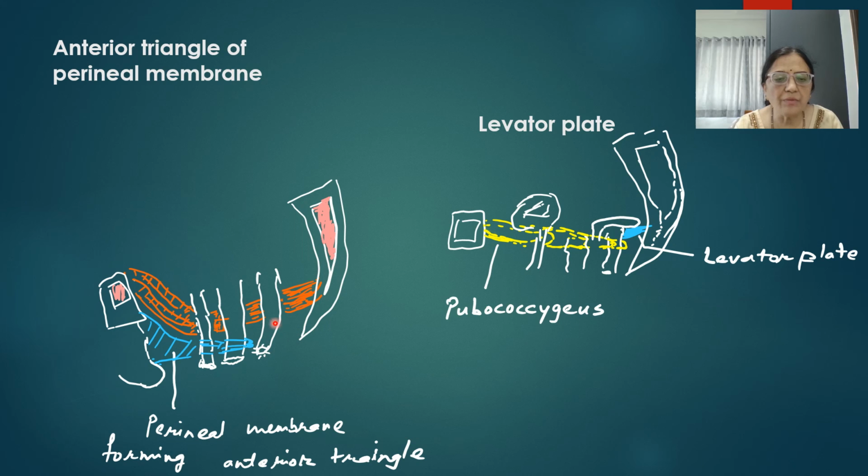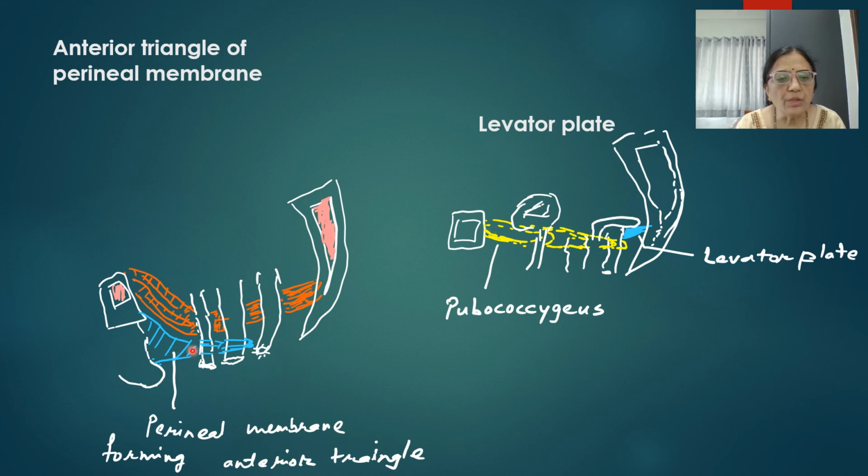It is called the anal orifice, and the surrounding structures around the anal orifice, such as the external anal muscle and internal anal muscle, together form the anal triangle or posterior triangle of the perineum, whereas the anterior triangle is formed by this perineal membrane.